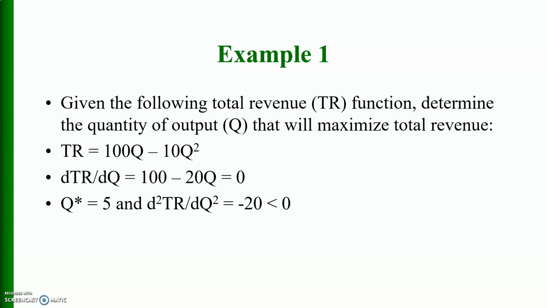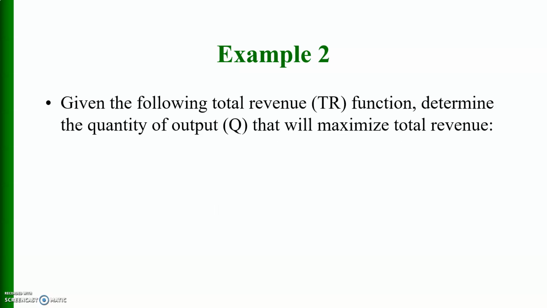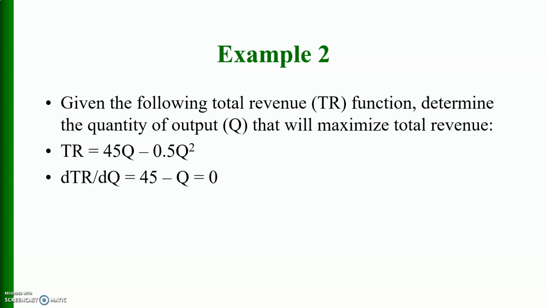So it means that when output level is equal to 5, then the revenue will be maximum. This is example number 2, and this is also about total revenue function. If we have total revenue function equal to 45q minus 0.5q square, then the first derivative is equal to 45 minus q is equal to 0, so q will be equal to 45. And if you take the second derivative of total revenue with respect to q, that is equal to minus 1, it is less than 0, so total revenue is maximized.